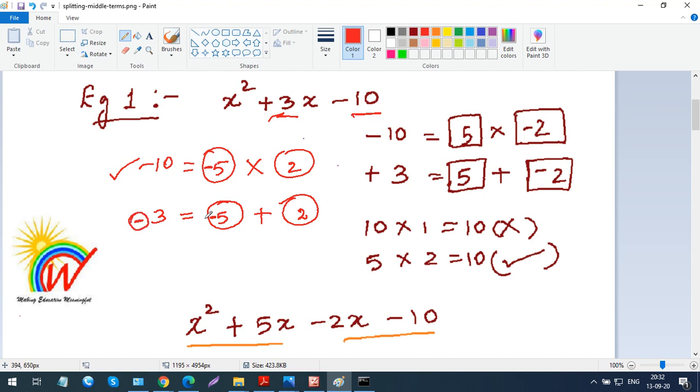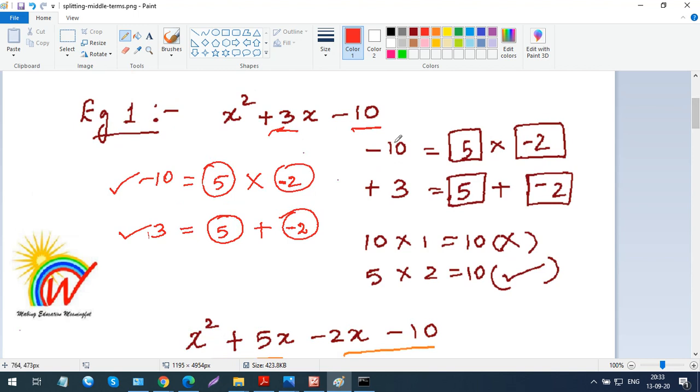So I'm not supposed to put a minus in front of this 5, okay? I'm supposed to put the minus in front of 2. So now if I put the minus in front of the 2, what do I get? 5 into minus 2 is still giving me minus 10, and 5 plus minus 2, 5 minus 2, gives you plus 3. So 5 and minus 2 are my terms. Understood? So this is how I take it.